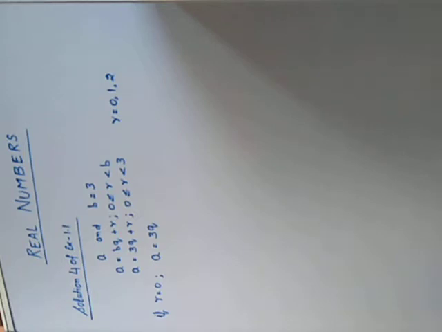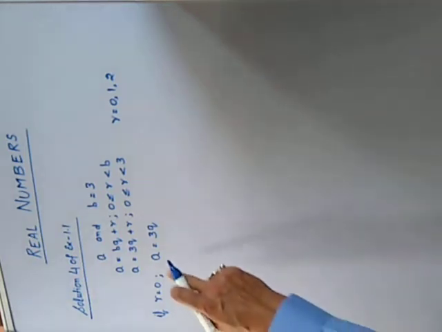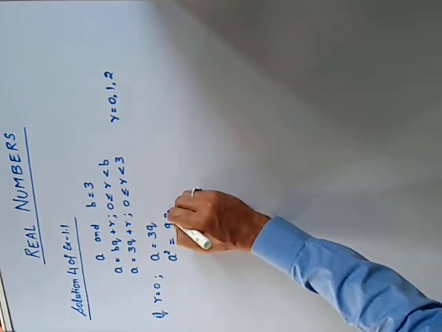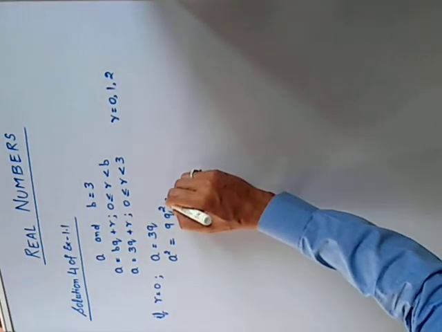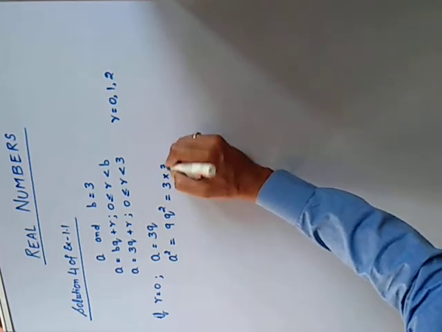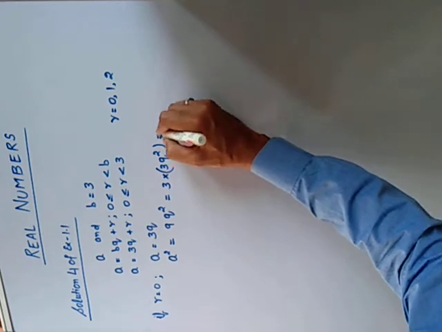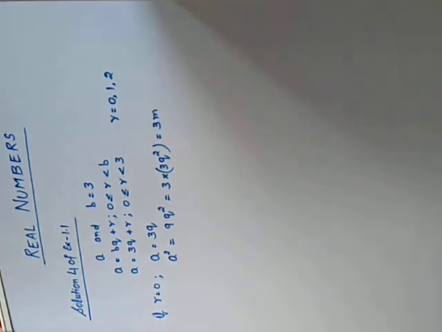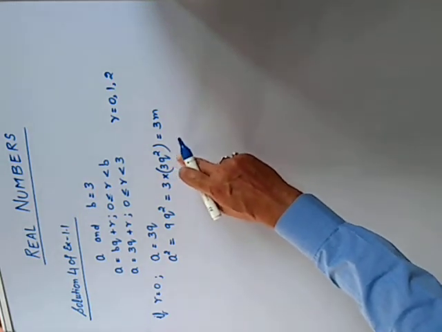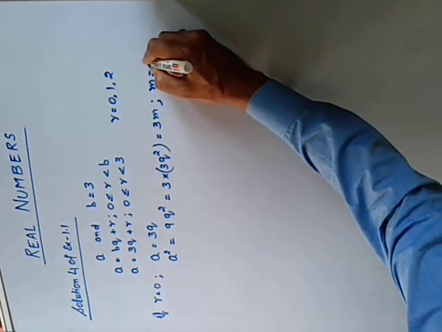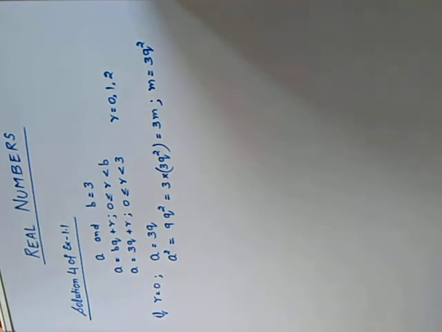Now we have to prove it for the square of any positive integer. So squaring both the sides, we will get a square equals to 9q square, which can be written as 3 into 3q square. Now in place of 3q square we can write m, because it is given in the question that m is some integer. So if you take any value of q, it will be an integer. So 3m. You have to mention here that m equals to 3q square. So square of any positive integer is of the form 3m.